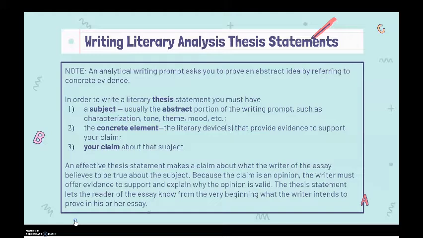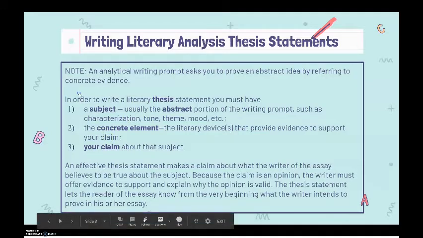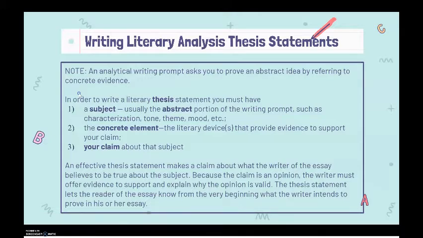So, writing literary analysis thesis statements. Let's look at this note up here. An analytical writing prompt asks you to prove an abstract idea by referring to concrete evidence. Well, what do I mean by abstract? Abstract is something that is not physical. It's not tangible. So abstract ideas are things like feelings or thoughts. Concrete is the opposite. Something that is concrete is tangible, and it appeals to one of your 5 senses, or at least one of your 5 senses.